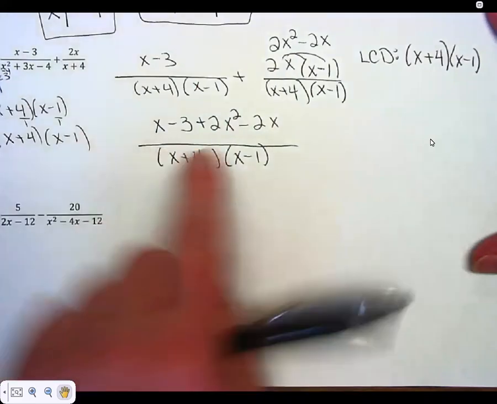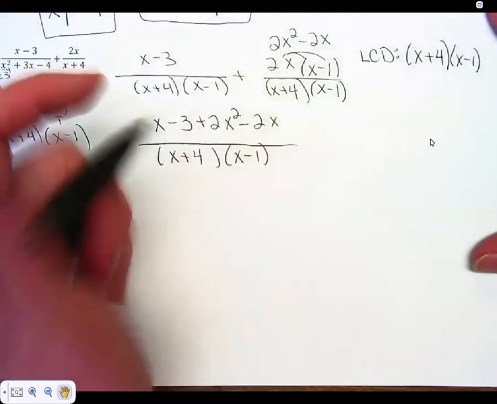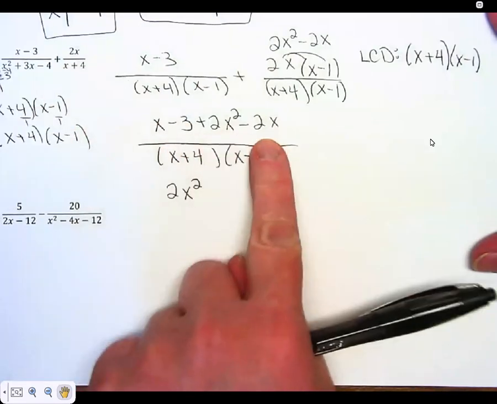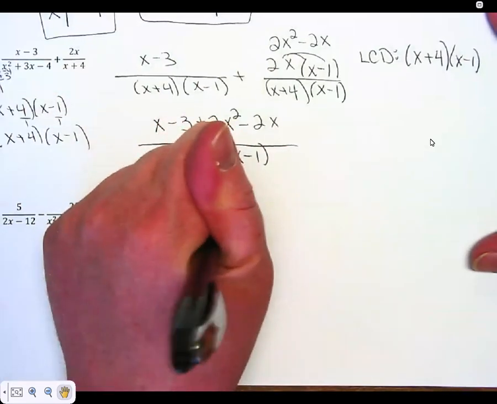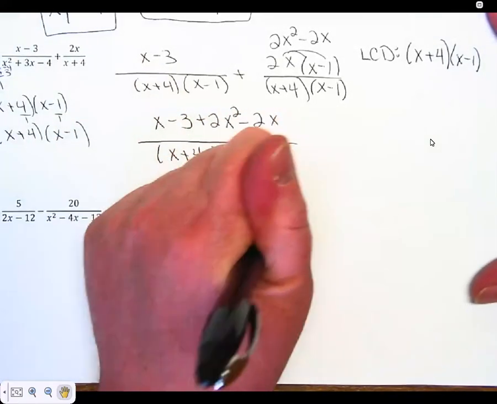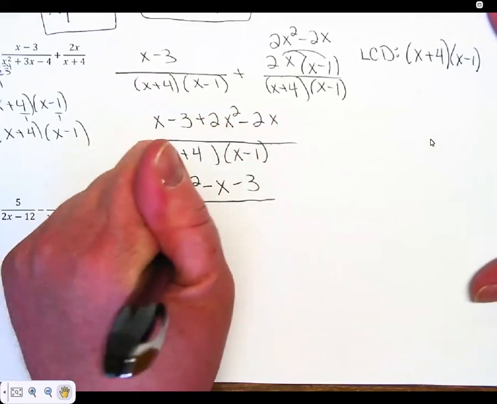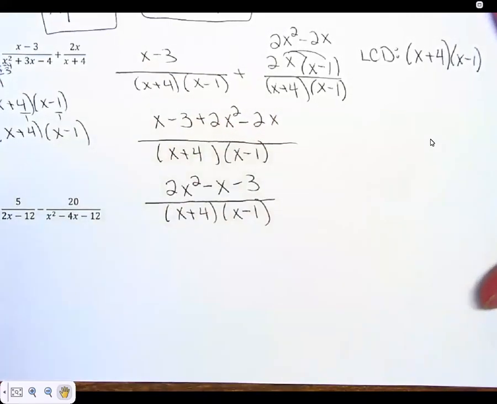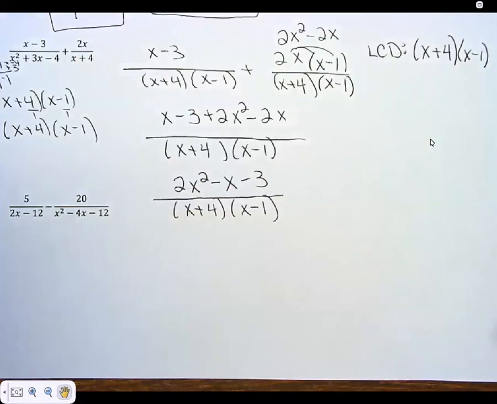Fine. So you want to put the top part in standard form. So you've got 2x squared, x and negative 2x is negative x minus 3 over x plus 4, x minus 1. So now you need to attempt to factor the top part.